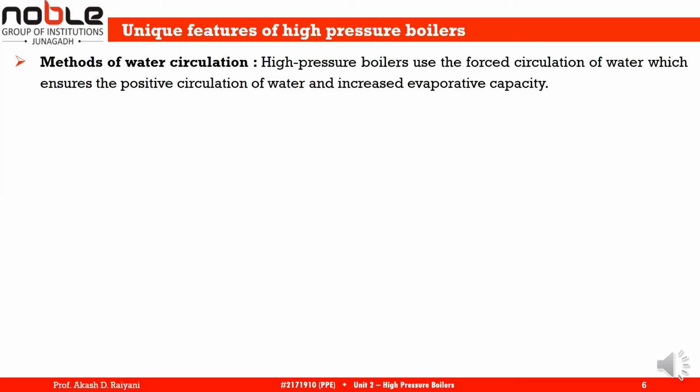As the boiler pressure increases, the density difference that causes natural flow of water decreases, and it becomes zero at the critical pressure, because the density of steam and water is the same. So the use of natural circulation is limited to subcritical boilers up to 140 bar boiler pressure, and the use of forced circulation becomes necessary for critical and supercritical boilers. That is why high pressure boilers use forced circulation of water, which ensures positive circulation of water and also increases the evaporative capacity.